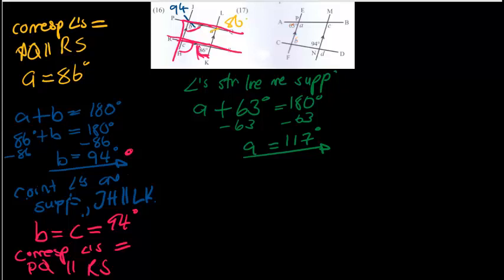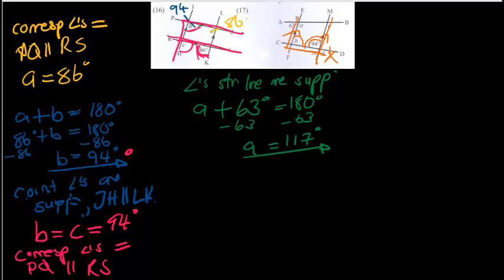B would work with Z for alternate. Still, I can't do it. Big no because this is not parallel to that. So that won't work. B and 94, parallel lines? Yes, I have them. So I am going to use sum of co-interior angles.